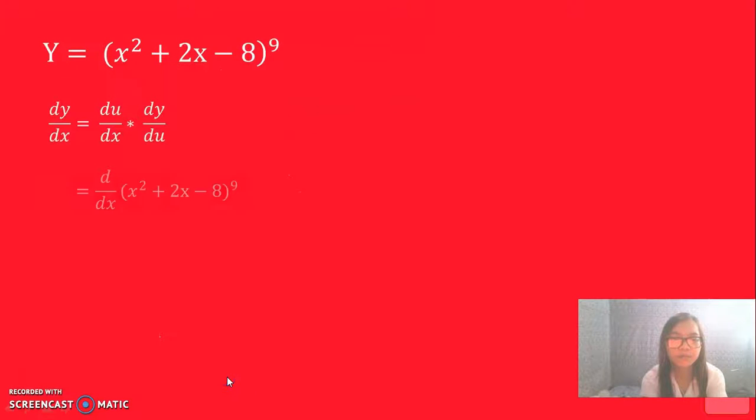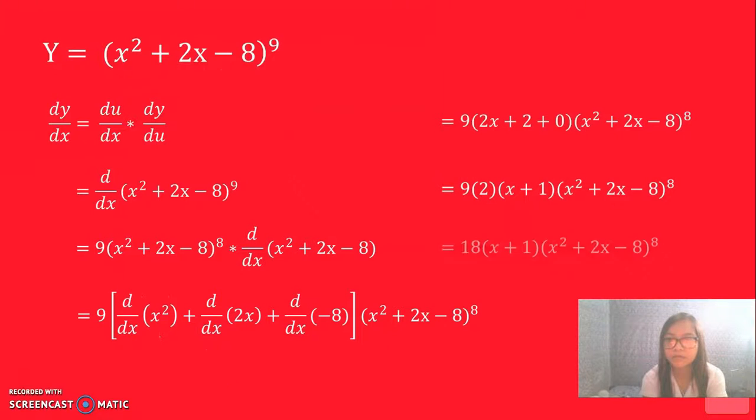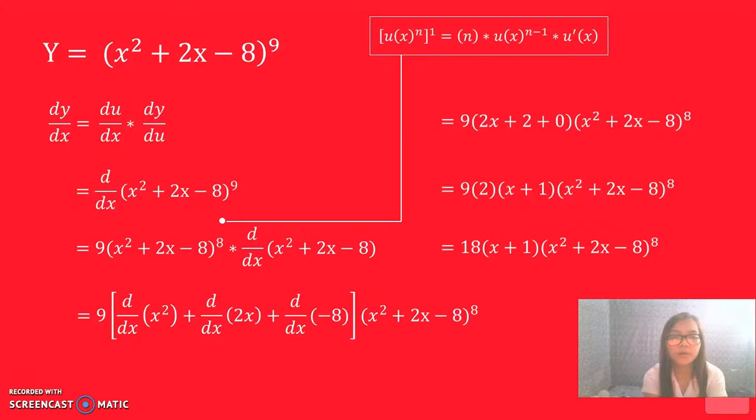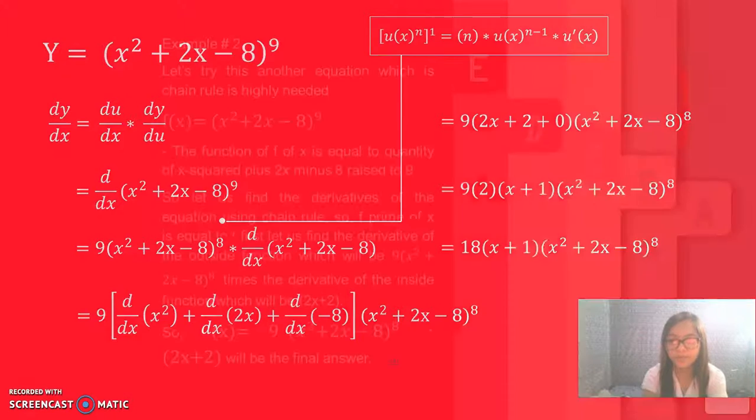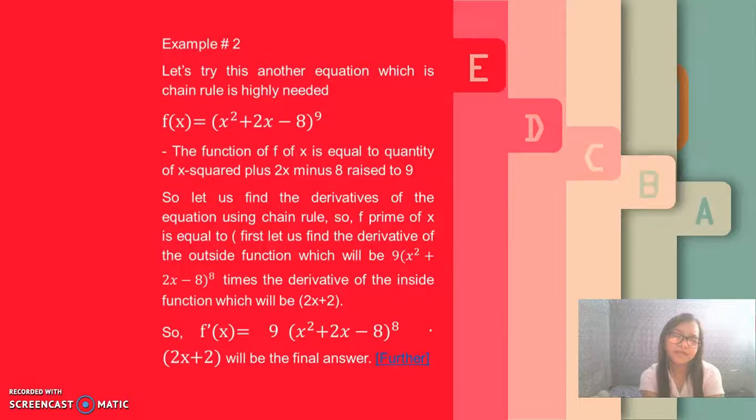Okay, so this is how we get the answer. Just identify the outside and the inside function and then multiply them. So here, the outside and the inside function, and after we multiply them, we have here the final answer, which is 18 times (x plus 1) times (x squared plus 2x minus 8) raised to 8. So the chain rule is very simple.